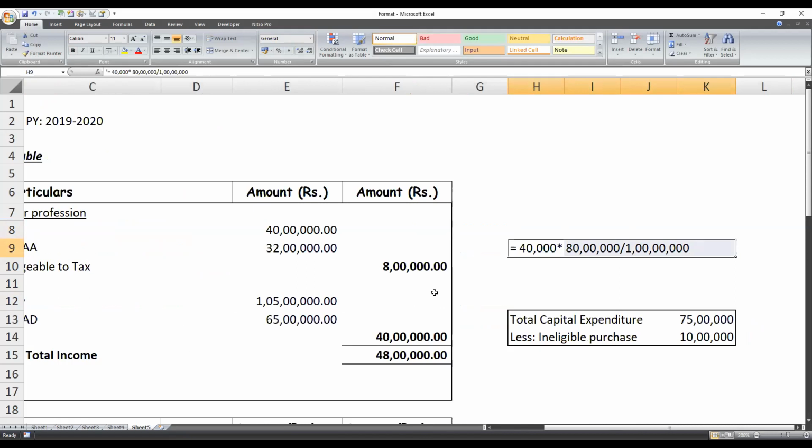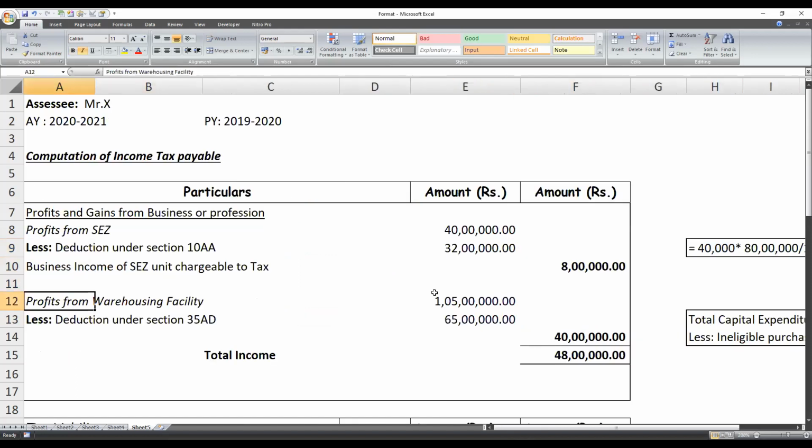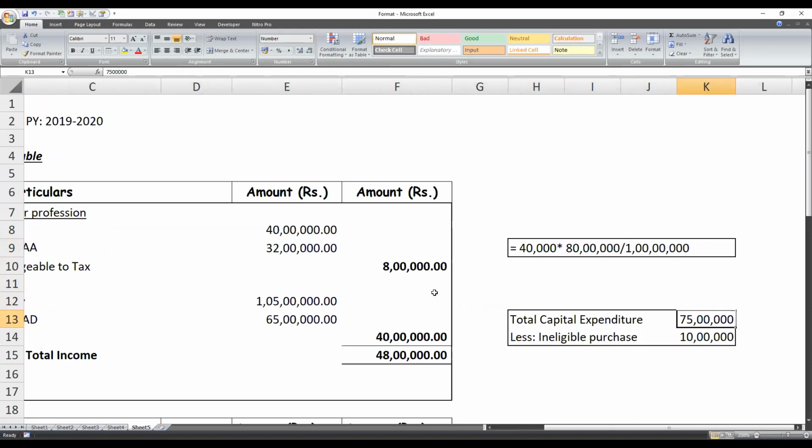So if you have any specific format or any specific formula with which you deal the answer with, please write that also in your notes. And the second part of the question is about warehousing facility where 35 AD is available. So here we have considered 65 lakhs.